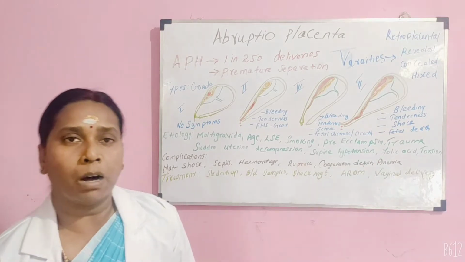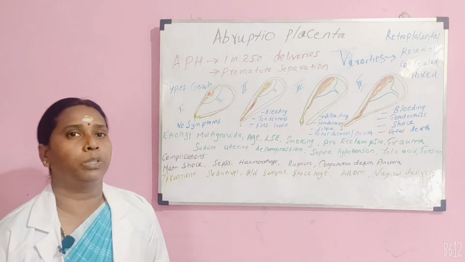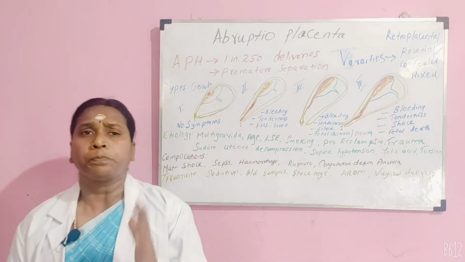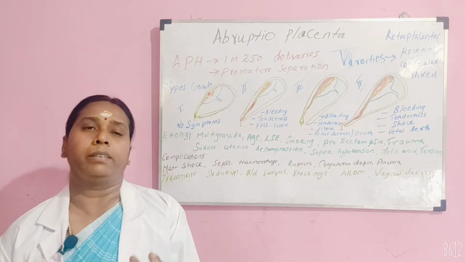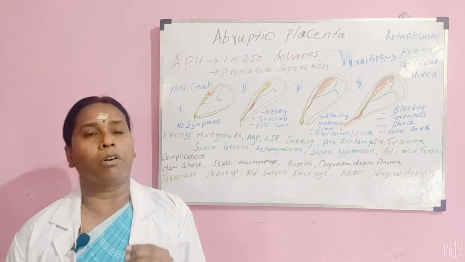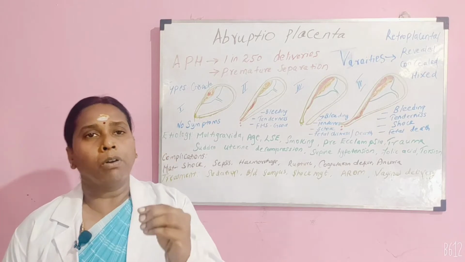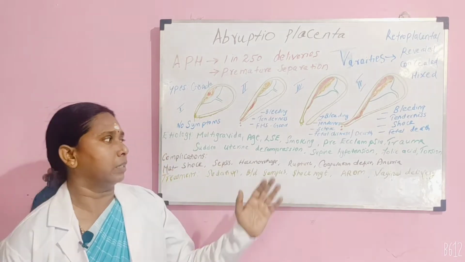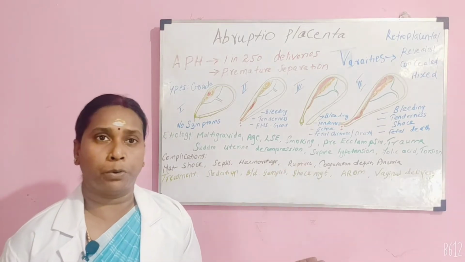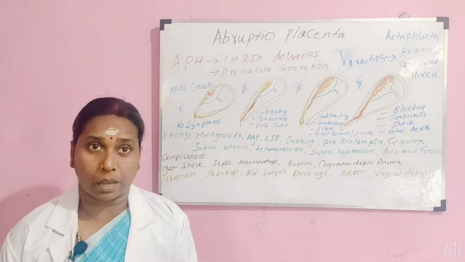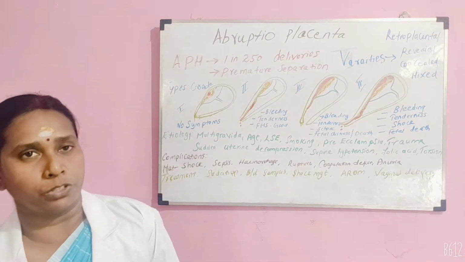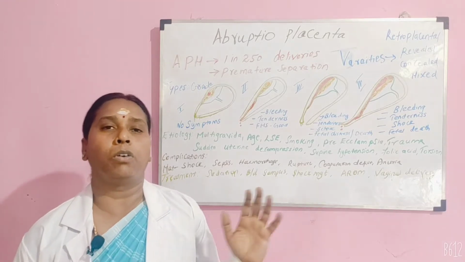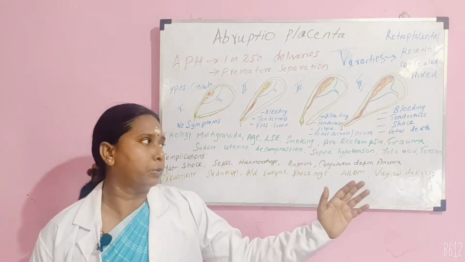And then trauma, when there is a decreased blood flow to the uterus. Then sudden uterine decompression. It is when there is an accident or an injury, or sometimes when there is an amniotic fluid rupture, it may also lead to abruptio placenta. Then we have supine hypotension. When there is hypotension with the change of position, you term it as supine hypotension. In this condition also there may be a risk of abruptio placenta.